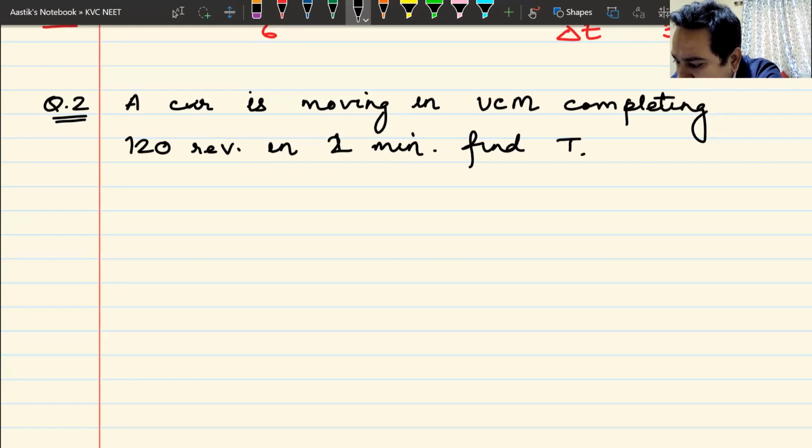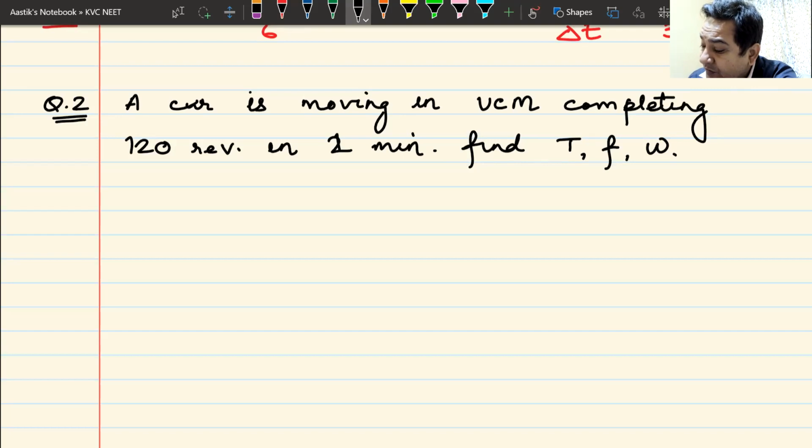Find number 1 time period, number 2 frequency, and number 3 omega. Omega is the angular velocity. This is performing UCM, so angular velocity omega will remain constant. All of us know this. I will give you a minute to solve it, and then we shall discuss the solution for this one.